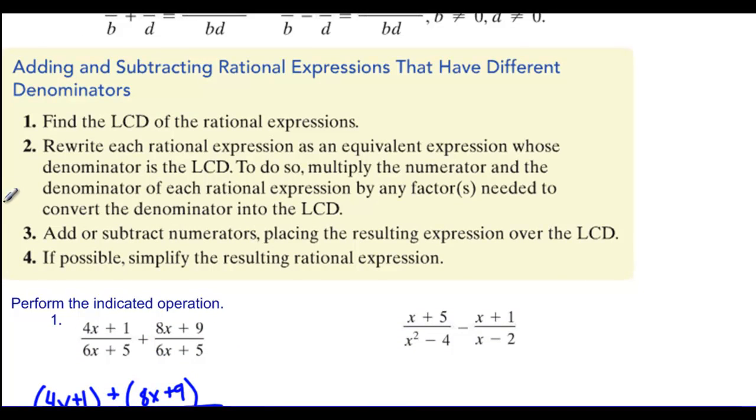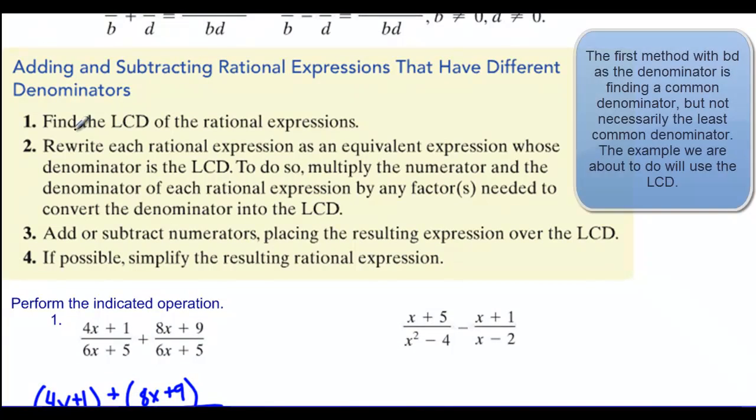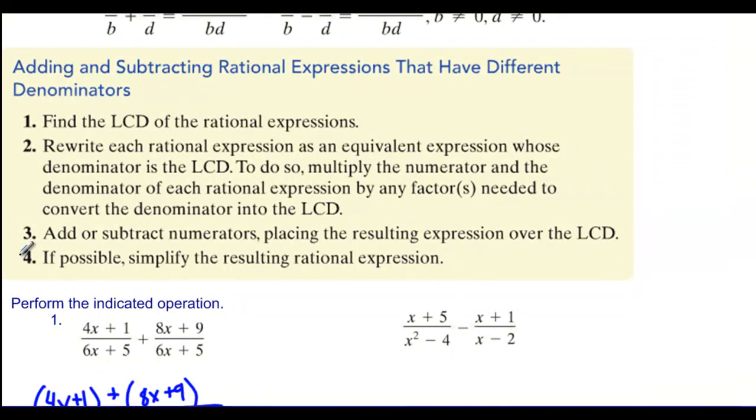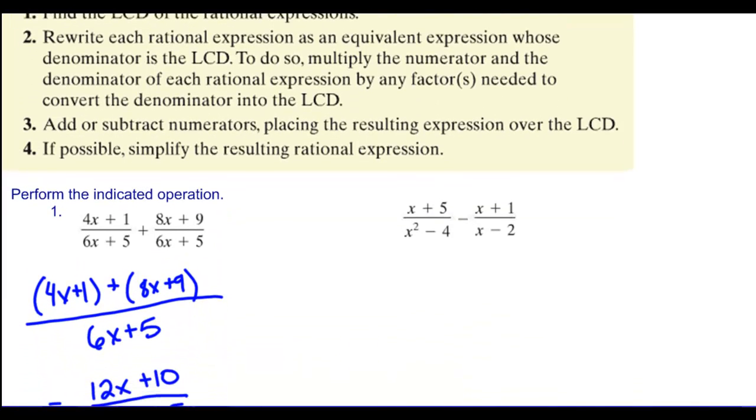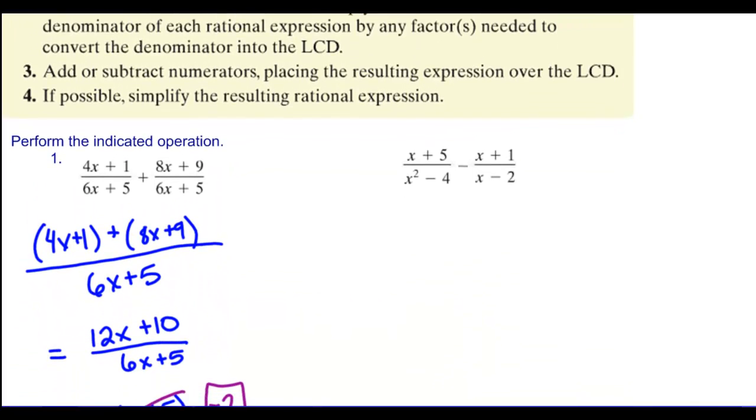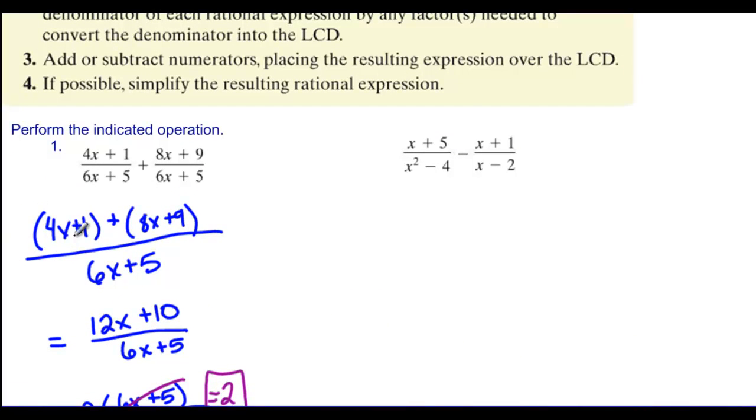One of the ways that might be faster than this is actually finding the least common denominator and then figuring out what each rational expression is missing to have the least common denominator. And then once we do have a common denominator, we're just going to go through and add and subtract the polynomials on top. And we'll also simplify if possible.